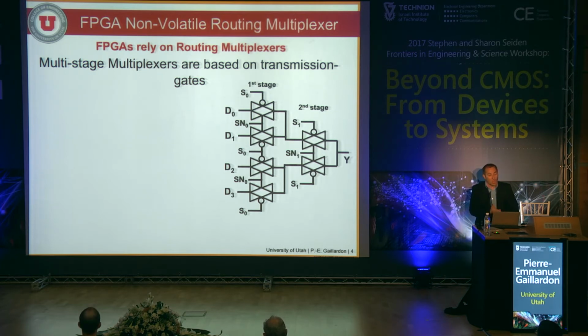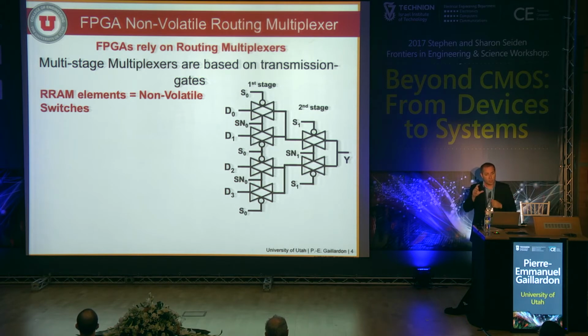FPGAs do rely heavily on routing multiplexers, and here's a typical structure of such a circuit element. They're typically composed of multi-stage multiplexers, usually two-level for performance, with multiple stages for control signal reduction. And every single stage is composed of a MUX tree with transmission gates, you know, NMOS and PMOS devices in parallel to propagate the signal. So the general idea here is to replace these transmission gates by resistive RAMs.